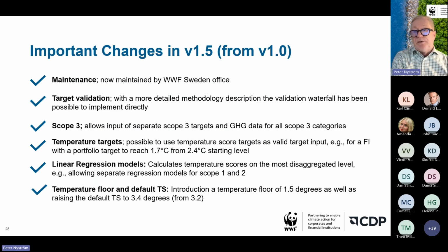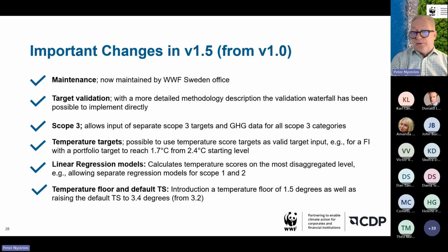When we compare with version 1.0, some of the most important changes are, of course, that the maintenance is now in the hands of WWF Sweden. And I could highlight some other things, such as the target validation and target selection is much more detailed now in the method paper. So we've been able to implement this without having to interpret or draw any of our own conclusions. It's fairly one-to-one with reflecting the method paper. And when it comes to scope 3, we now allow input of separate scope 3 targets and GHG data for all scope 3 categories. So you can have more input there and more analysis.